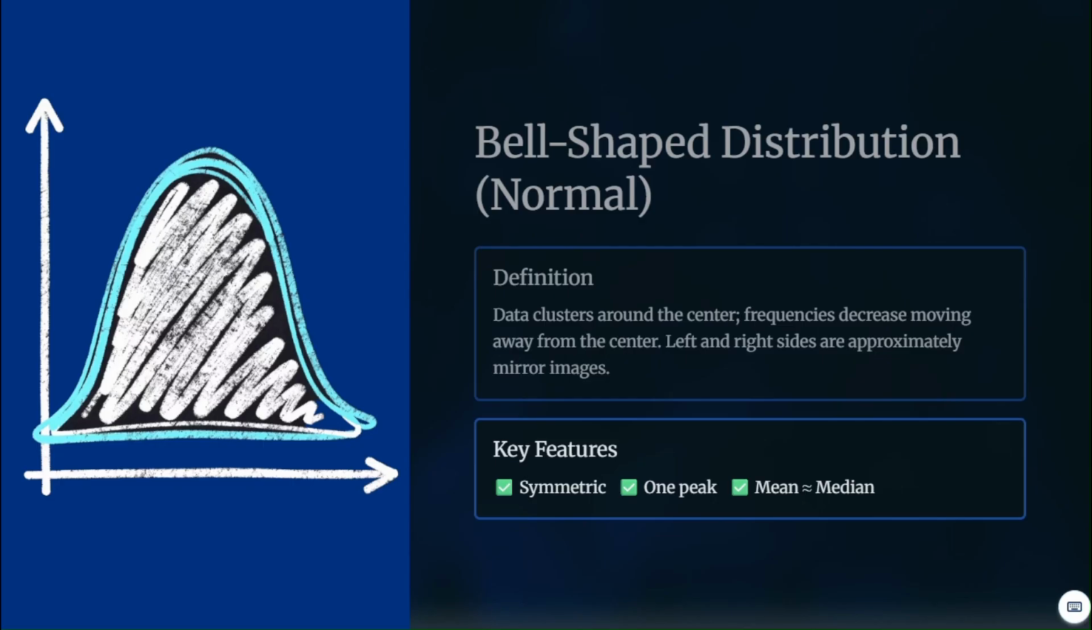If you have a standard normal distribution, the mean will exactly equal the median. Some real-world examples would include adult heights, because most people are near the average, and we have very short and very tall people that are less common.